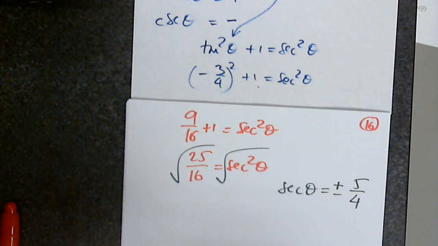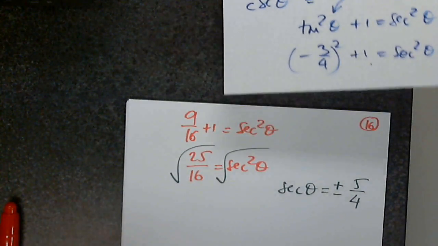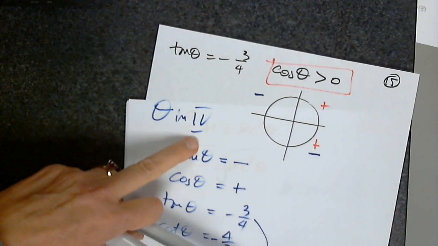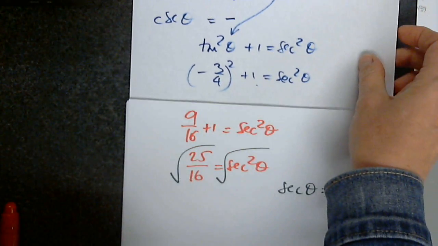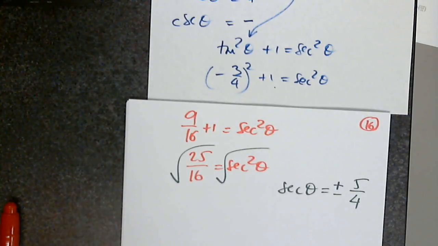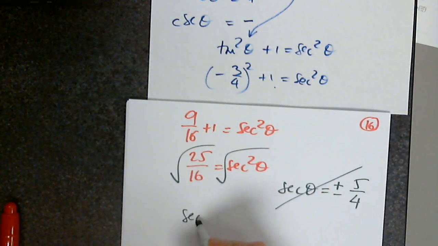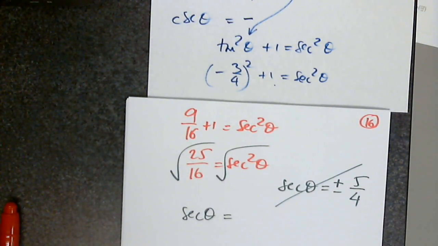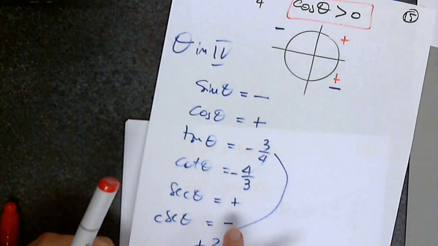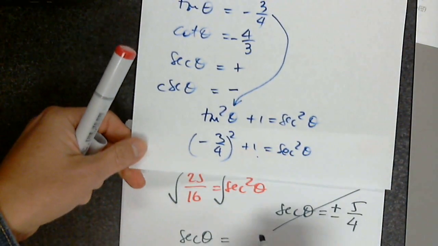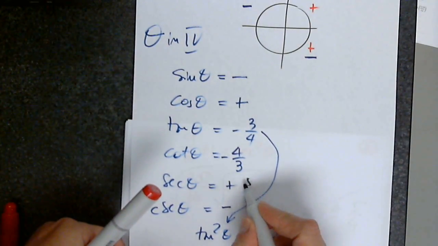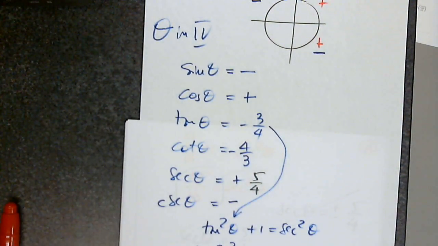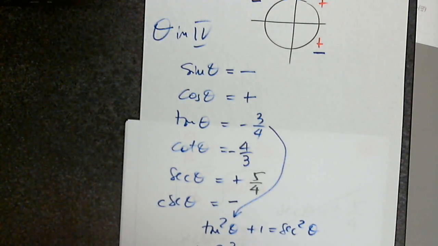Right? However, I go back to my analysis from before. I know theta is in the fourth quadrant. Secant cannot be positive or negative. It can only be positive, we already have established it here. Good. So it's only positive 5/4. If I have secant, what other function follows from there immediately? Right. What is cosine? Very good.